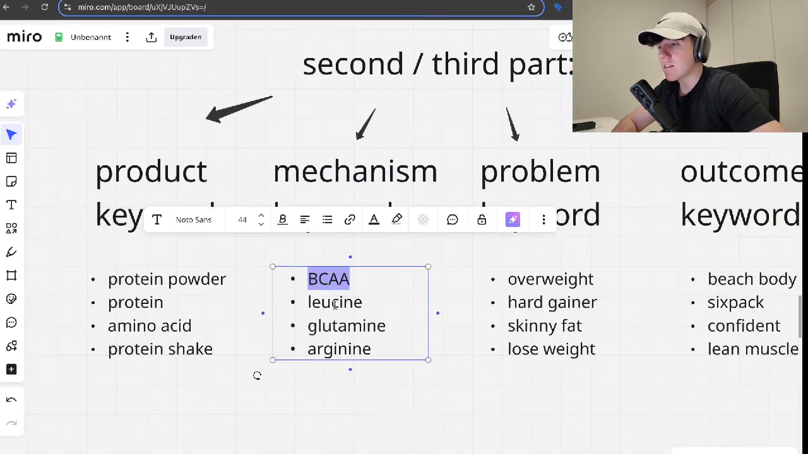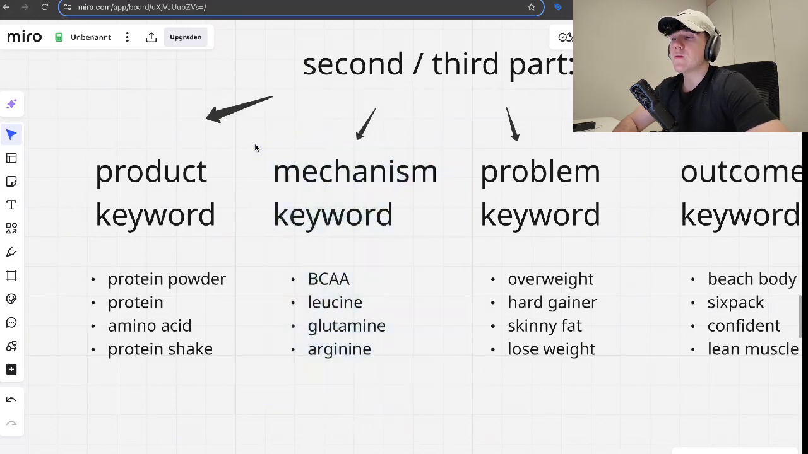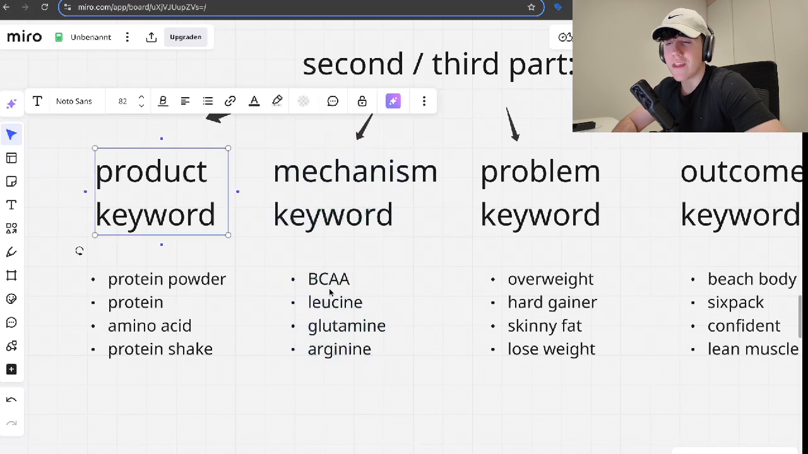And so BCAAs, leucine, glutamine, arginine. These are all examples of ingredients in this case, but this is pretty much the mechanism keyword. So how does that actually function, the product? What is behind the product?